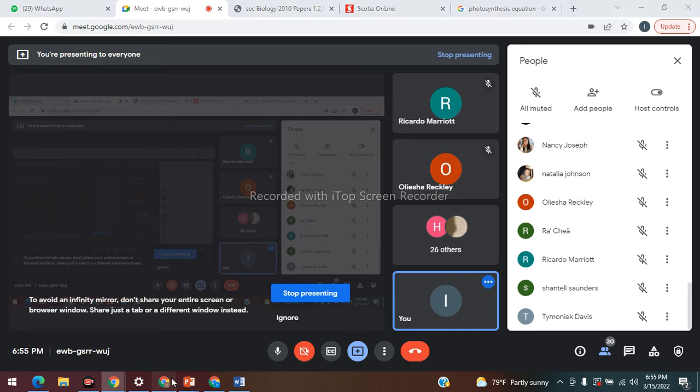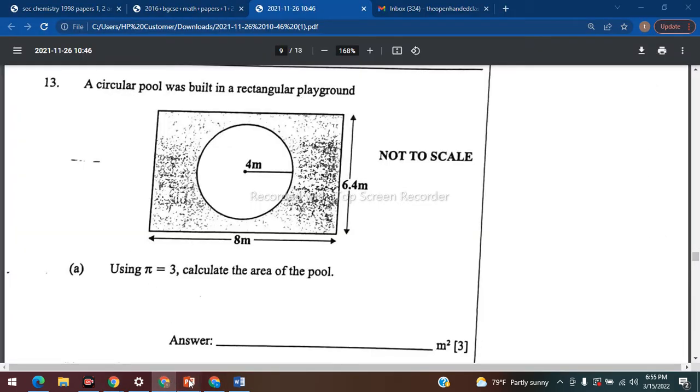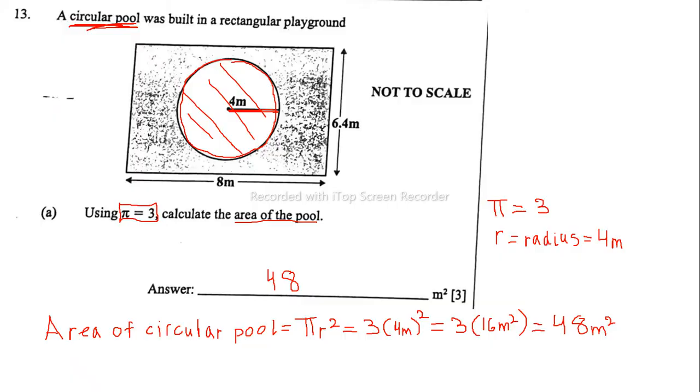Okay, let me go back to the question. Please write down the question and the answer along with the working that we gave. Remember that the area of a circular pool is going to be equal to pi r squared, where pi is 3, r is 4, and we want to square that, so it's going to be 4 squared. 4 squared is 4 times 4, which is 16, so it's going to be 3 times 16, and 3 times 16 is definitely 48.